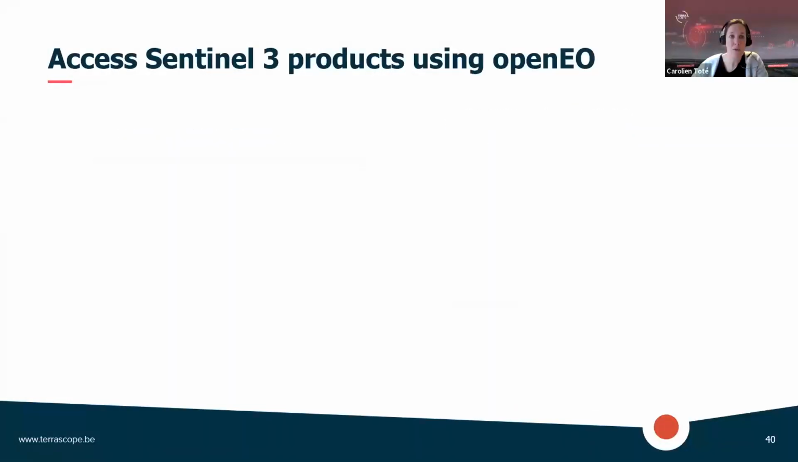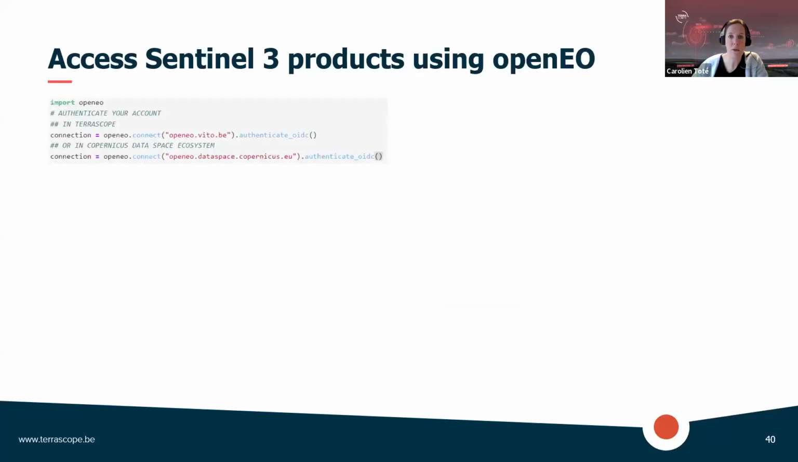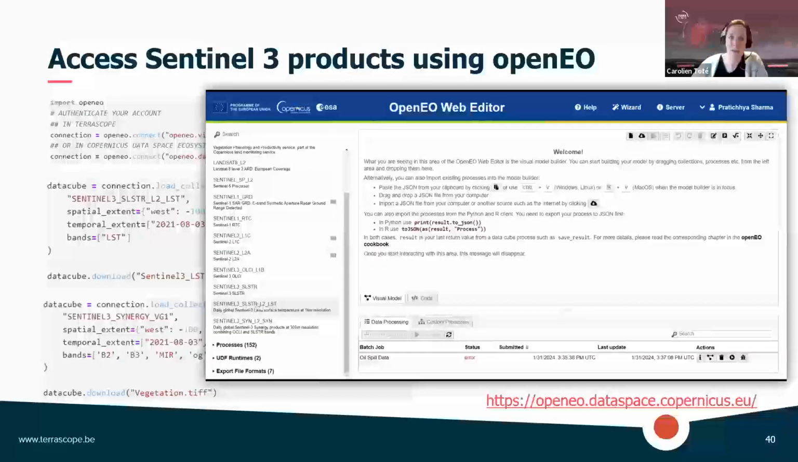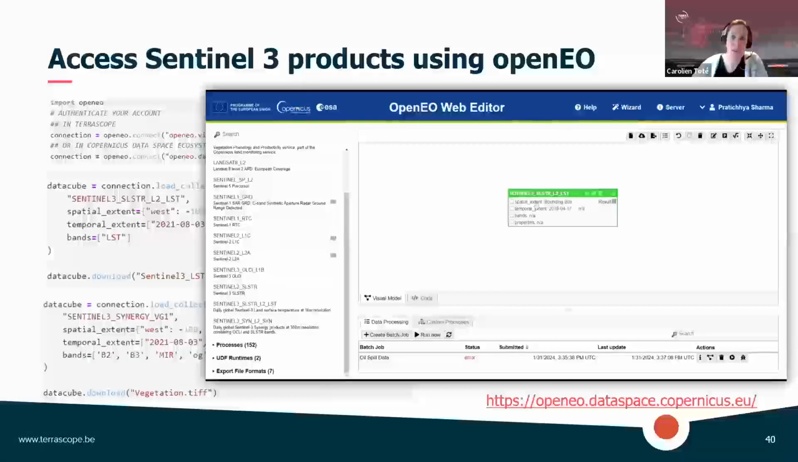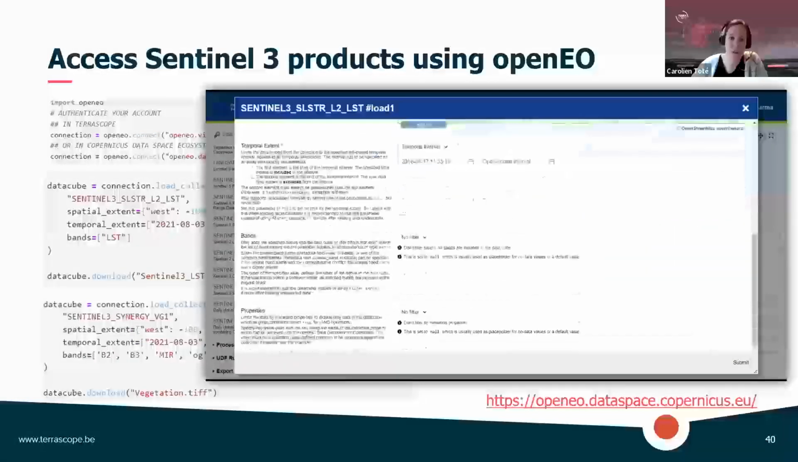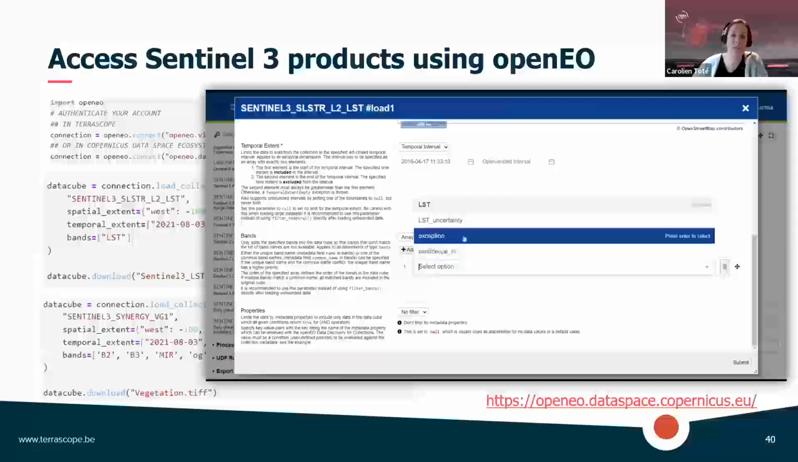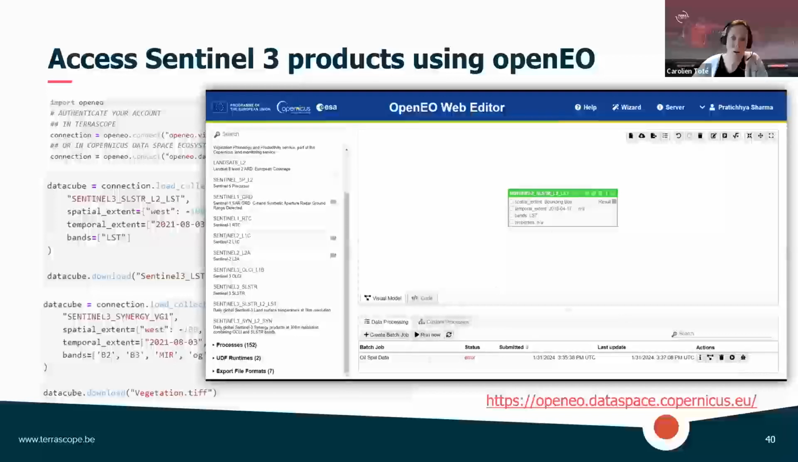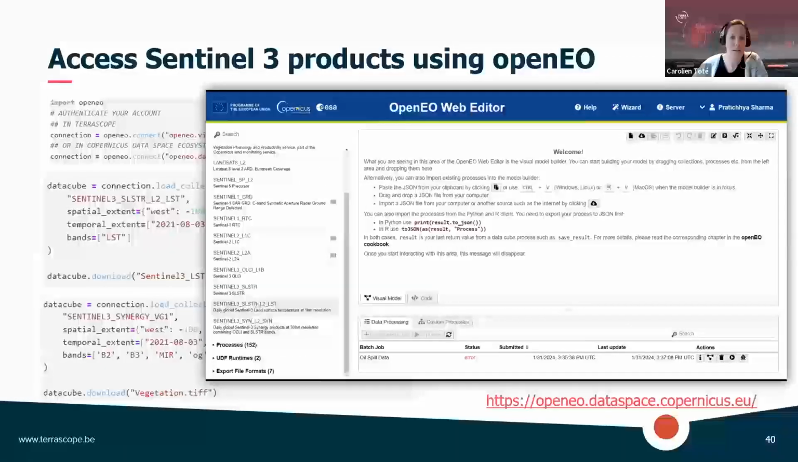As an example of how to access Sentinel-3 products using OpenEO, first you load the OpenEO library, you authenticate for access, you load a collection, and you download the data. This is a short example of how to use the OpenEO web editor for downloading specific bands. Here you select a specific band. You can select a specific region, a specific time frame, and then you run it, you launch it, and you download these data.